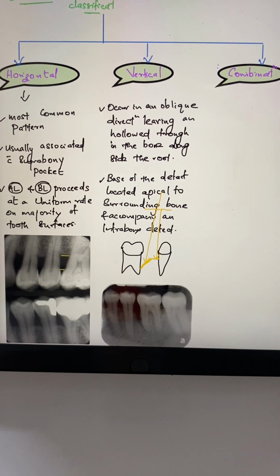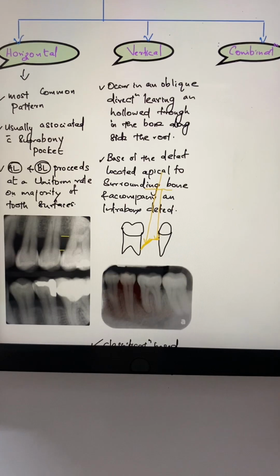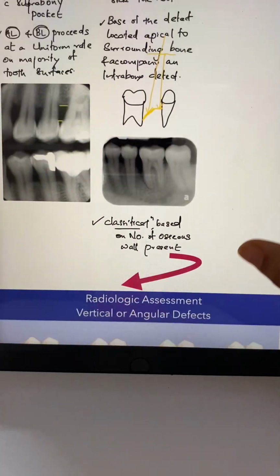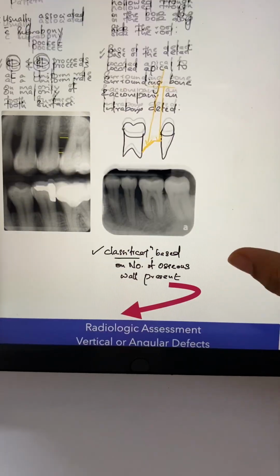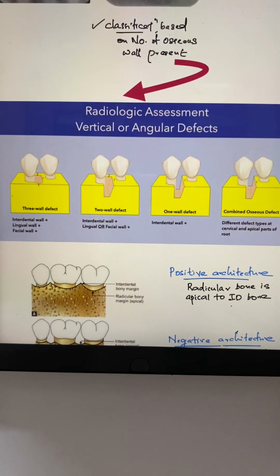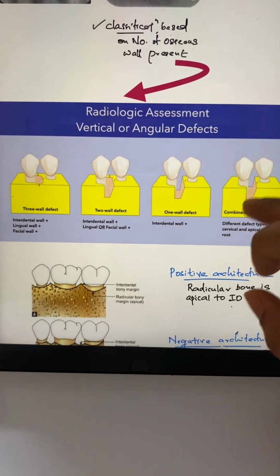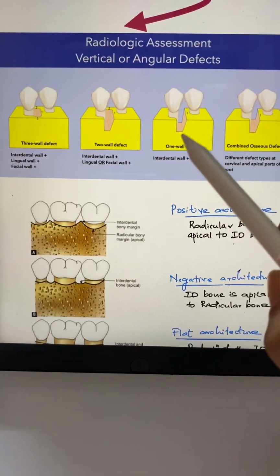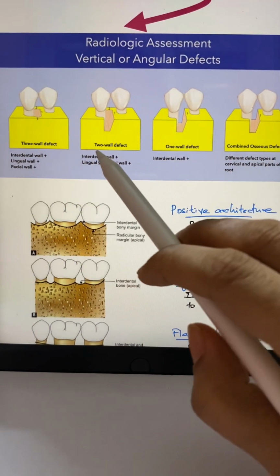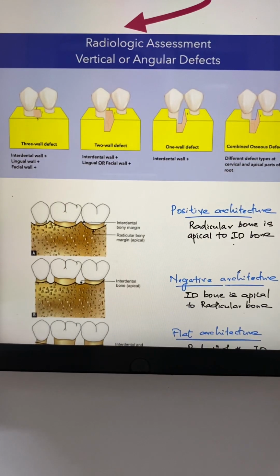The other type of bone loss is the combination. That means we can see both horizontal and vertical bone loss in this case. In vertical bone loss there is a classification, based on the number of osseous walls present. If you see the picture, there are four different types: one wall defect, two wall defect, three wall defect, and combined osseous defect.